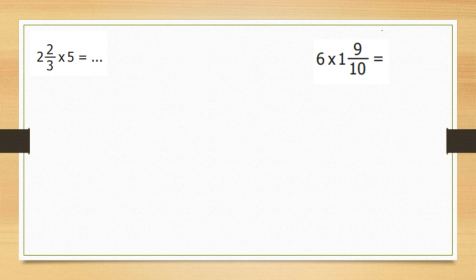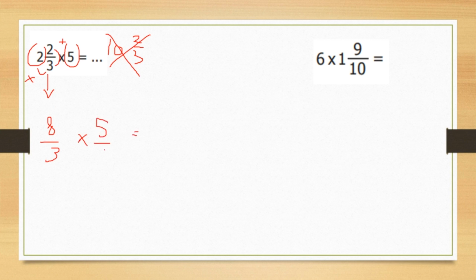Next, how about this question? 2 out of 3 times 5. To solve this question, you cannot count it, for example, 2 times 5 equals 10, and then over here 2 out of 3. Done. This is totally incorrect. What you have to do is convert the mixed number into an improper fraction. So 2 times 3 equals 6. 6 plus 2 equals 8. So 8 out of 3 times 5.